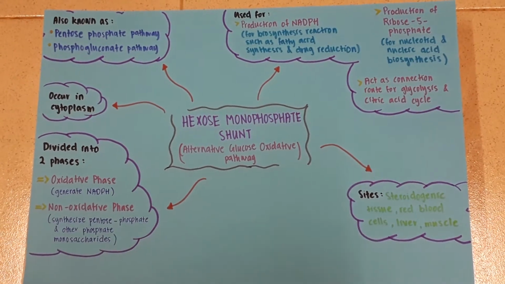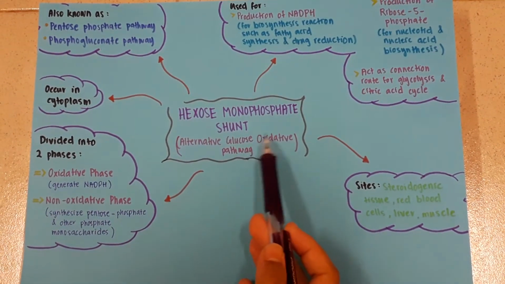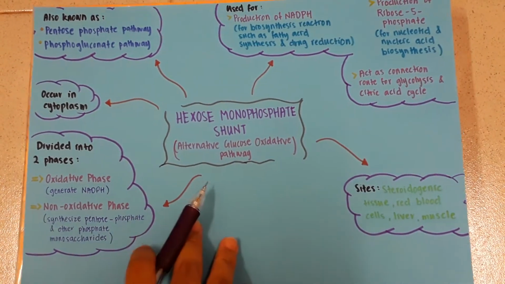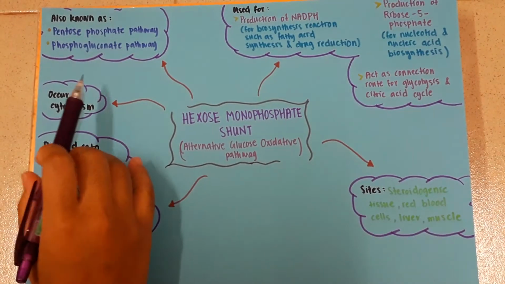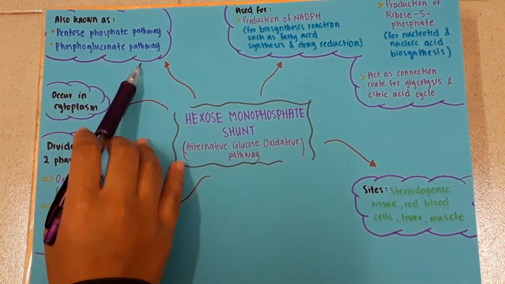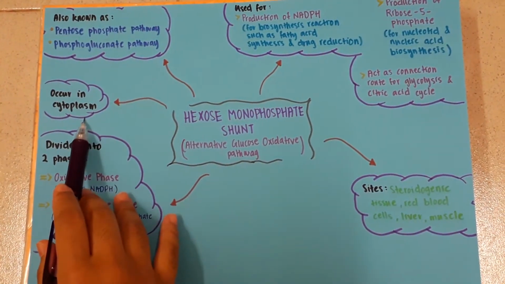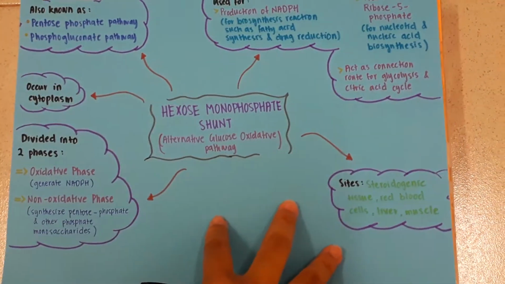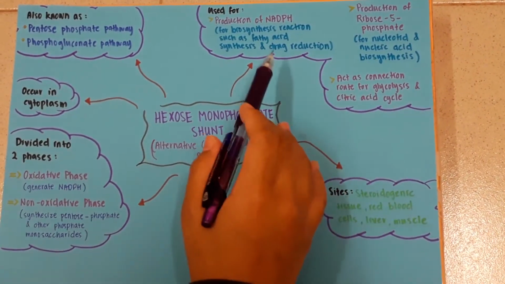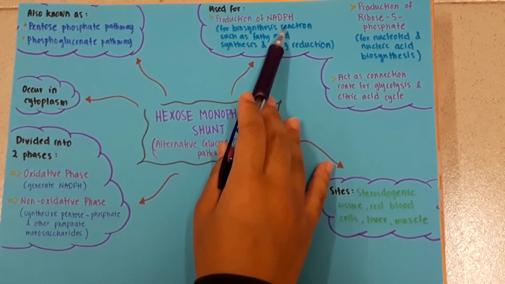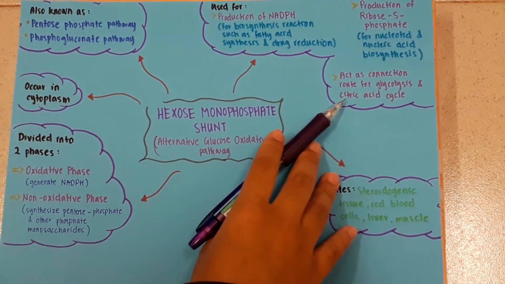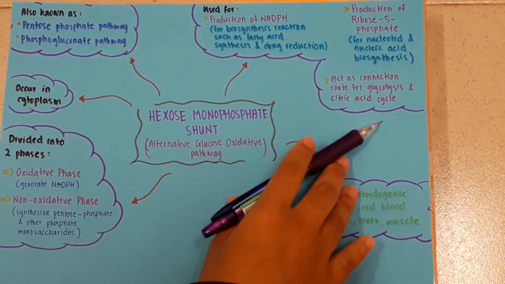Today we're gonna learn about the hexose monophosphate shunt, that is the alternative glucose oxidative pathway. The hexose monophosphate shunt is also known as the pentose phosphate pathway or phosphogluconate pathway. It occurs in the cytoplasm. The function of the hexose monophosphate shunt is to produce NADPH, ribose 5-phosphate, and act as the connection road for glycolysis and citric acid cycle.